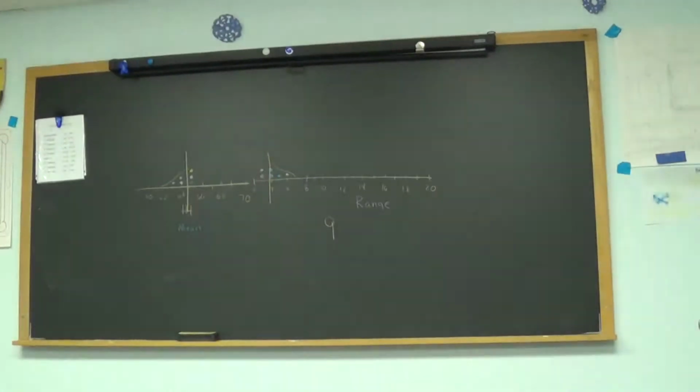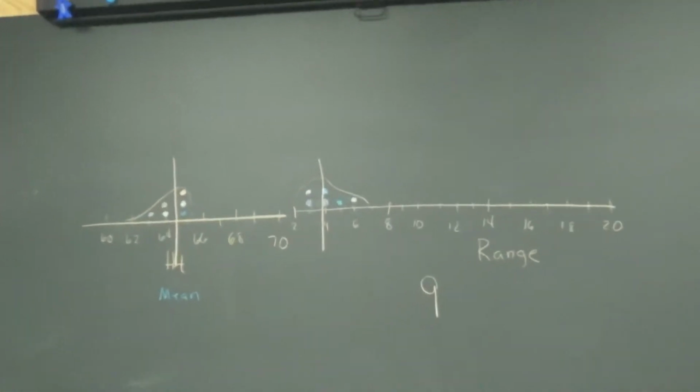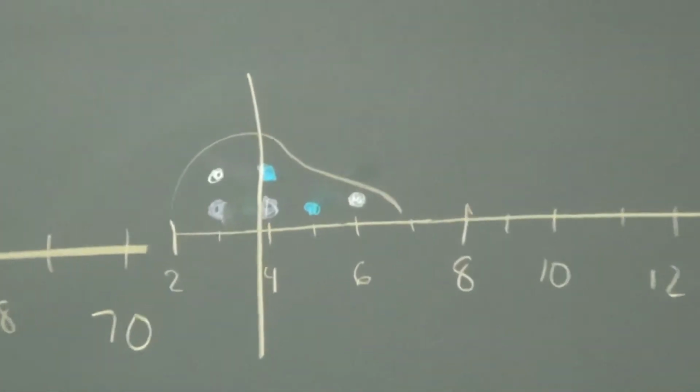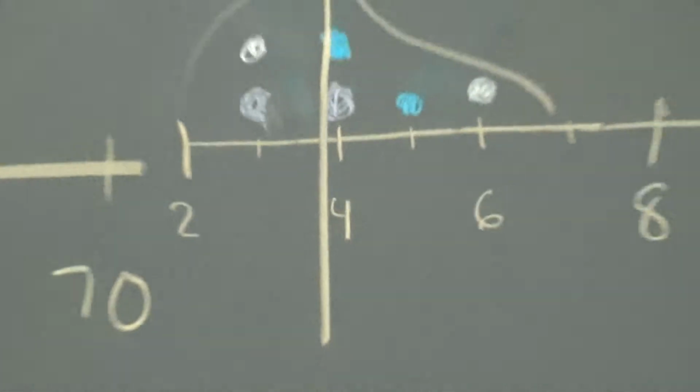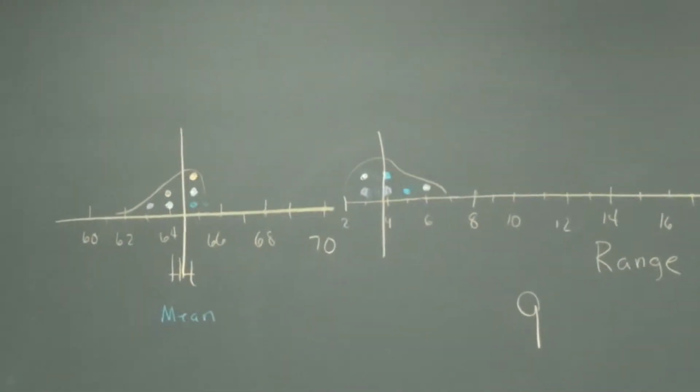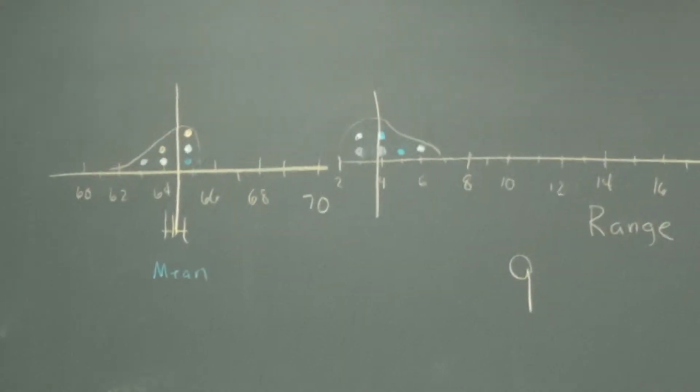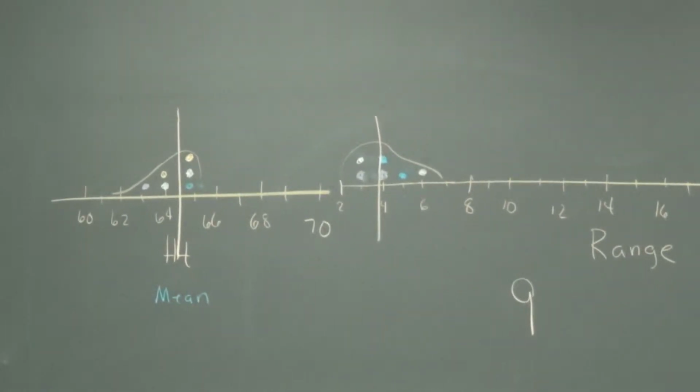All right, on the board you can see that we drew a random sample. Each of us drew 4 heights out of 27 students that I had polled earlier today. And we found the mean and the range of those 4, and we graphed them. And we found the center of each graph.